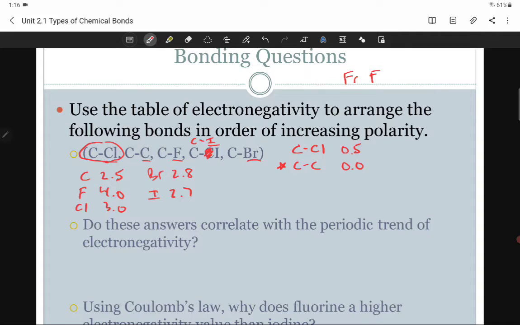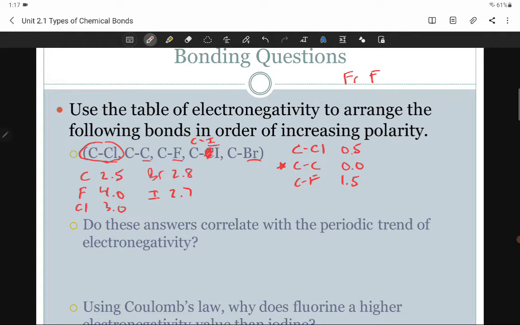Carbon and fluorine. We have 4 minus 2.5, so we get a 1.5 out of that. Fluorine, you would expect that. Fluorine with almost anything would give you a very big difference in electronegativity because it has such a high value.